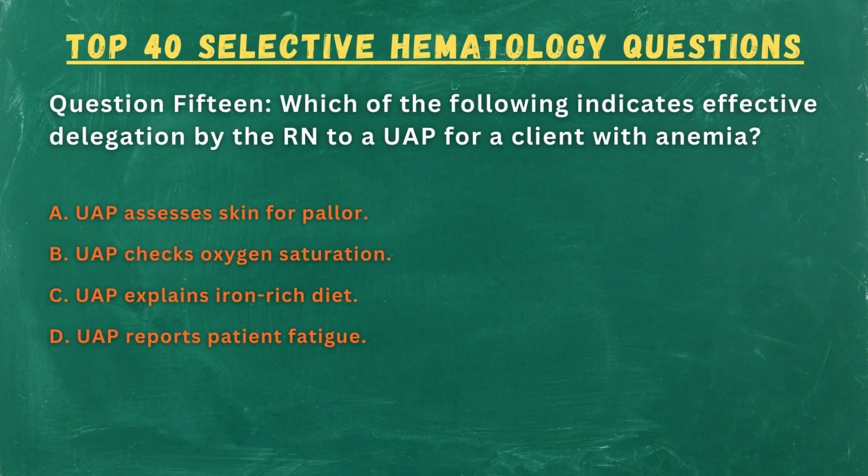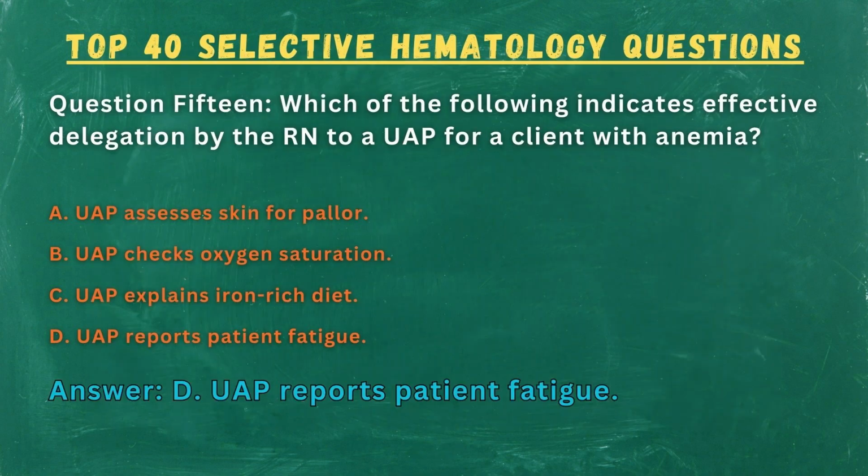Question 15. Which of the following indicates effective delegation by the RN to a UAP for a client with anemia? A. UAP assesses skin for pallor. B. UAP checks oxygen saturation. C. UAP explains iron-rich diet. D. UAP reports patient fatigue. Answer. D. UAP reports patient fatigue.